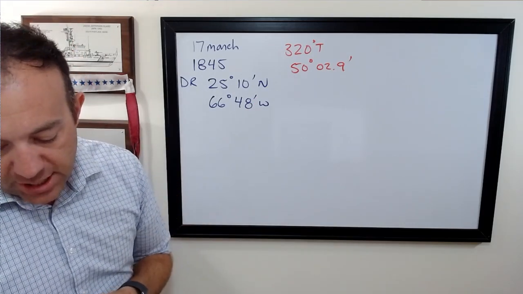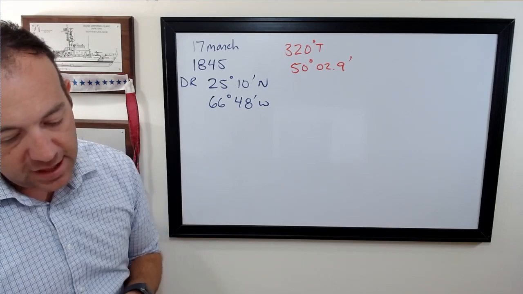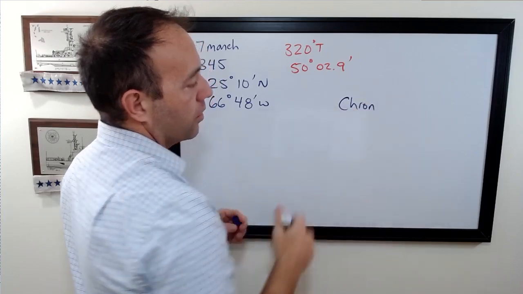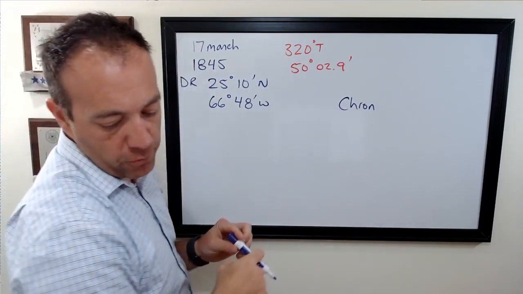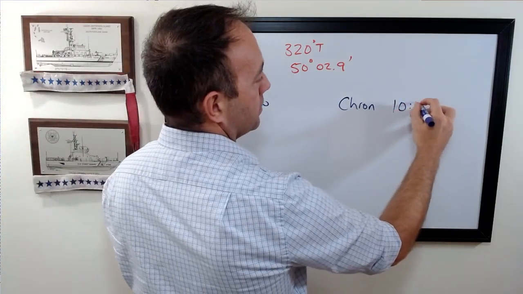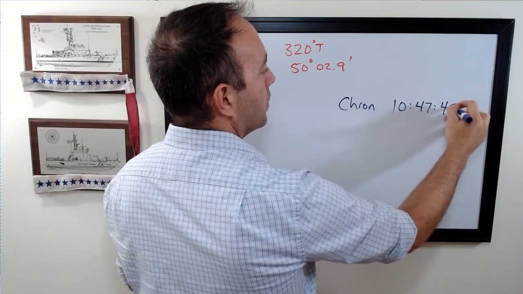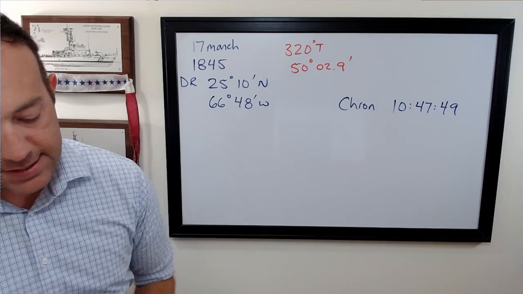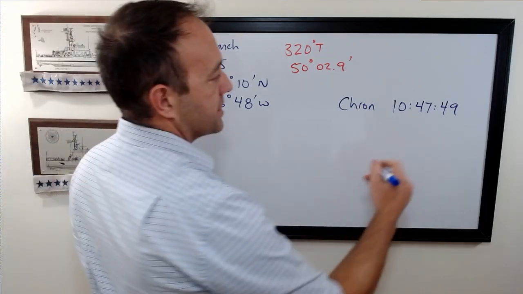The other piece of information that the problem gives us is that the chronometer, when we took the sight, read 10:47:49. And we know, for whatever reason, that the chronometer is fast. It's 1 minute and 54 seconds fast.